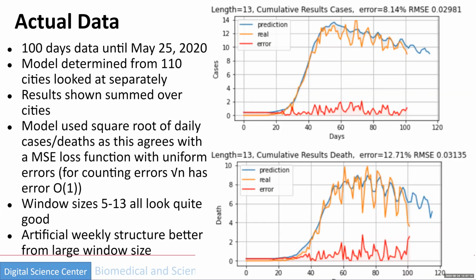Here is just an illustration of the pure LSTM model, and it's only till May 25th. This particular summary is the number of infections and the number of fatalities as a function of time until May 25th, and the blue is the prediction, the orange is the actual measured values. As is well known, this data has very striking weekly structure because people don't die on the weekends. That's an interesting feature of fatalities and actually also cases.